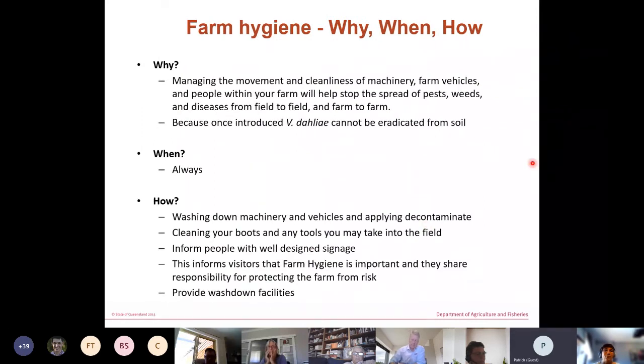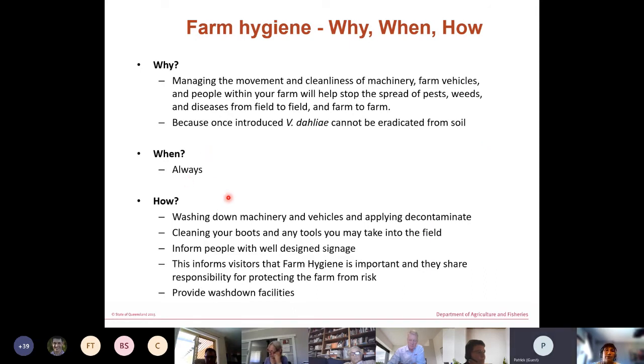Farm hygiene, why? Because you can move that pathogen around in soil, in water, anything that is contaminated with the pathogen. If you're moving that around, you move the pathogens around, but also weeds and other diseases. And the key thing is, once you have verticillium in your soil, you can't eradicate it. And so it's really important to just try and prevent movement.